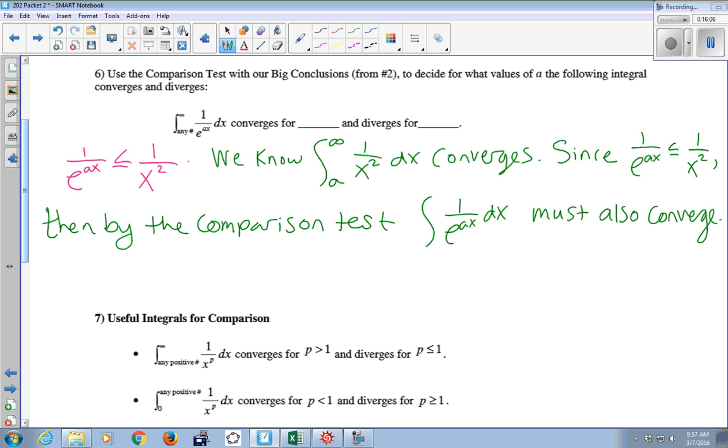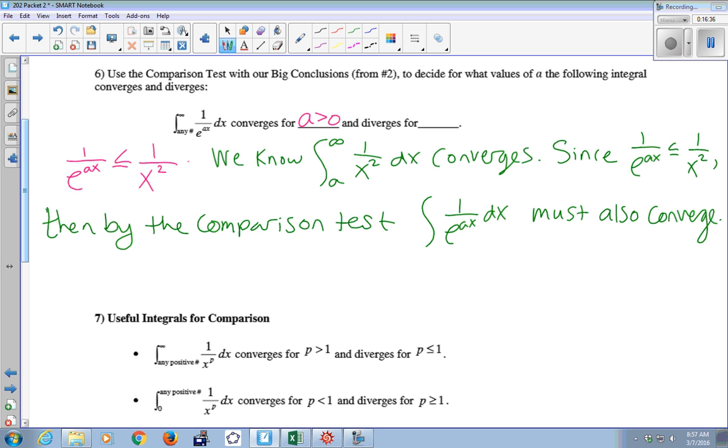You don't have to use that exact phrasing, but you do have to write a sentence or two saying how you know what happens. All right, so we know that this thing converges when A is positive. All of our discussions there about 1 over e to the ax being smaller than 1 over x squared, that's only when A is positive. What if A is negative?